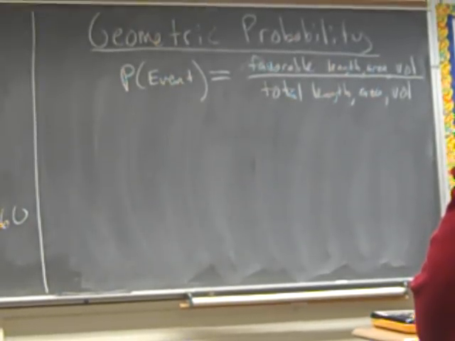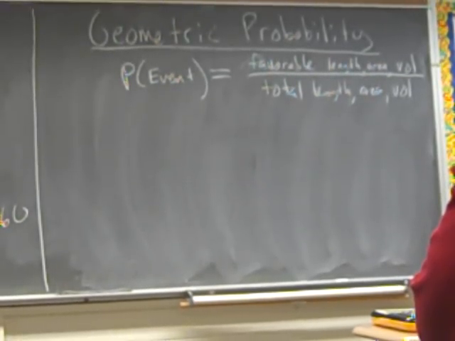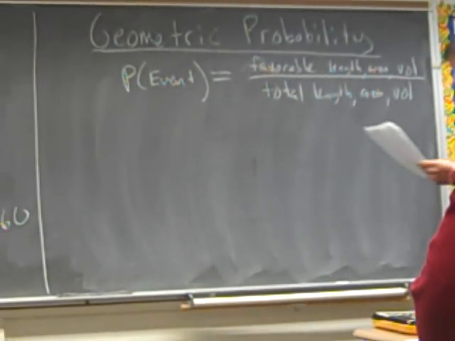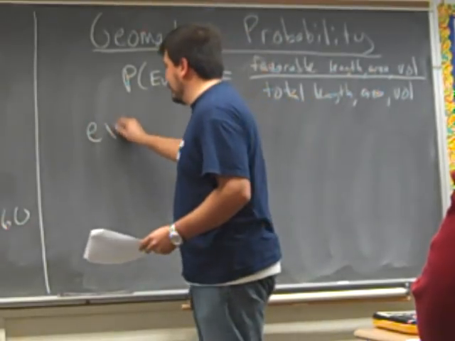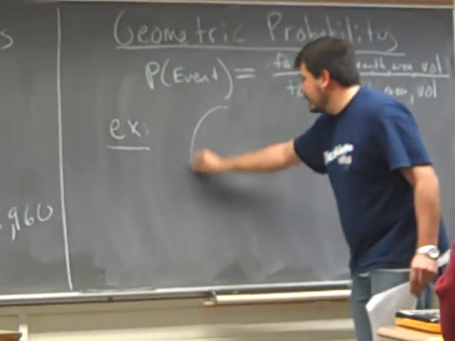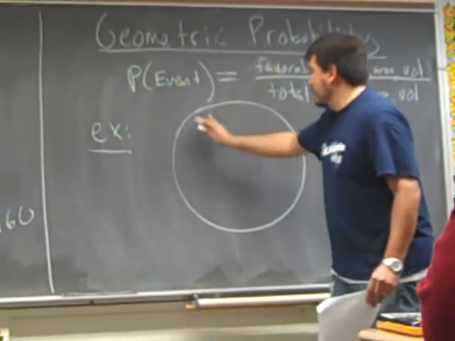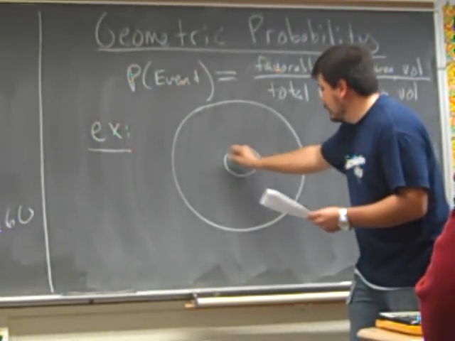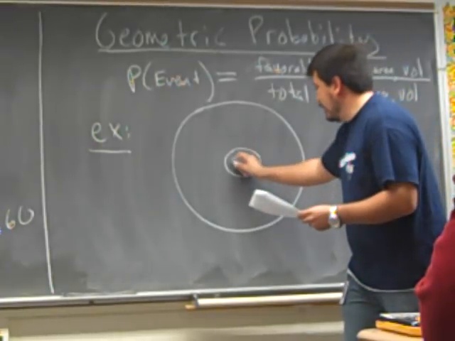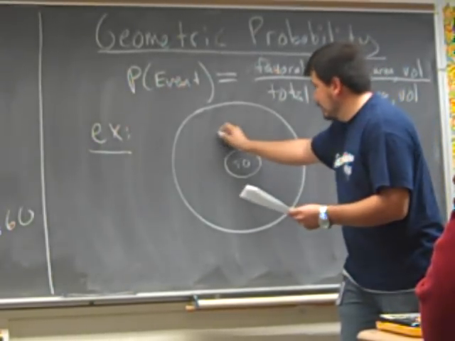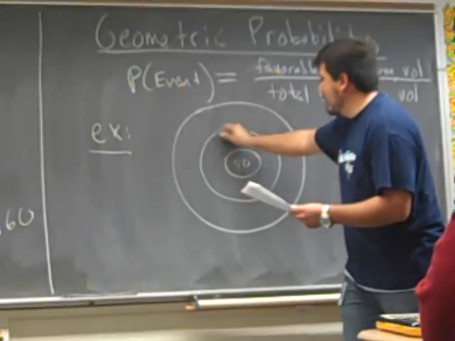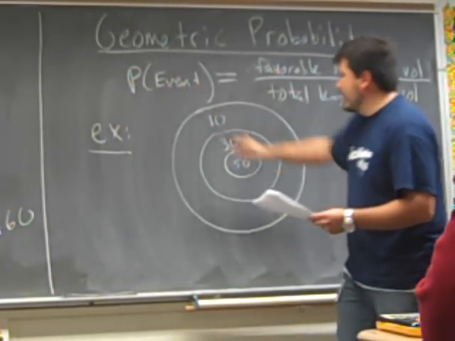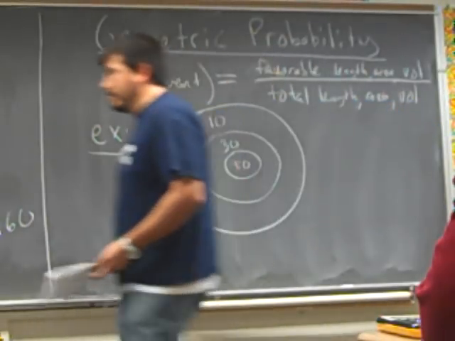Okay? And juniors and seniors, you might be likely to see one of these questions on your contest. We'll do one quick example here. Let's say I have a target. If I had more space, I'd draw a better circle, sorry. Let's say this is worth 50 points. And then out here, anywhere in this ring, you get 30 points. And then anywhere in the outer ring is 10 points.